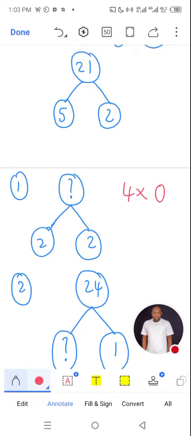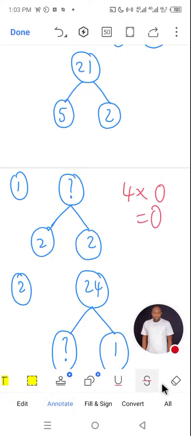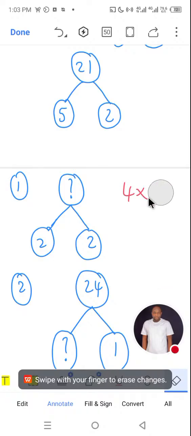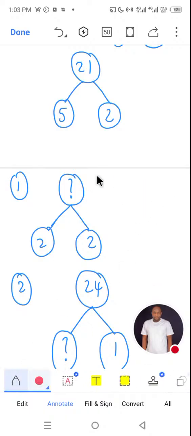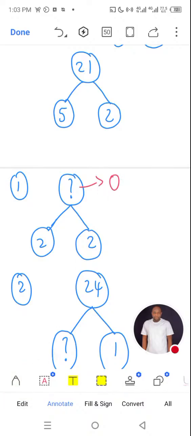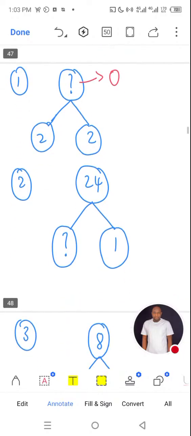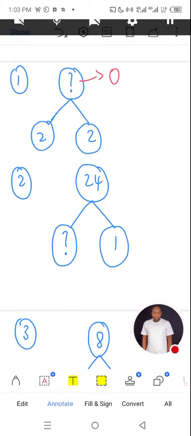Oh, yeah. So it is 0. 4 times 0 is 0. So, yes, it is not 4. The answer is 0. I hope you got that. So, yes, this one is 0, by the way. Okay, we've gotten the first one. Let's go try the second one. So, the second one, anybody?